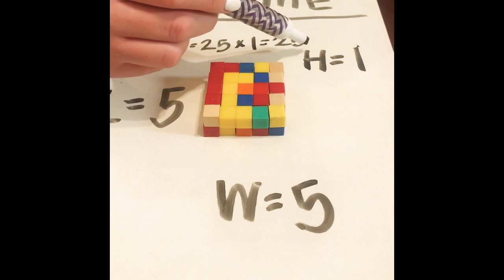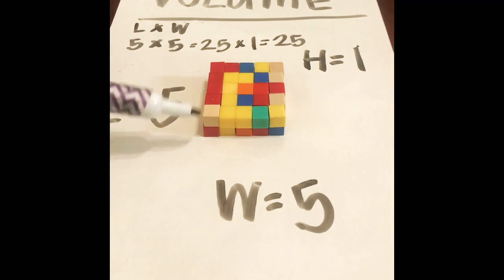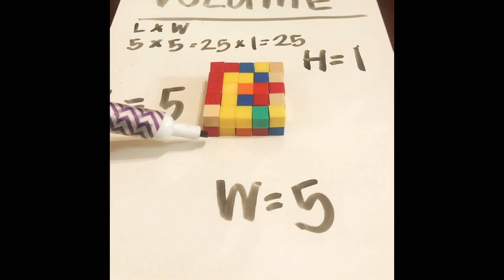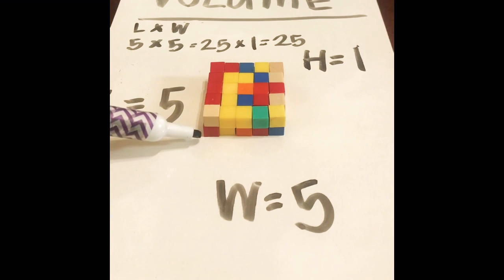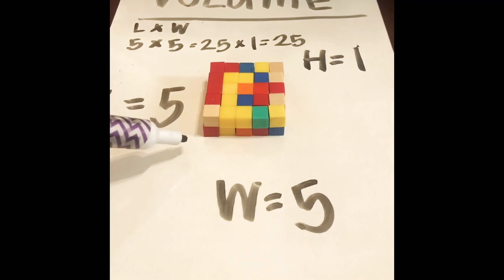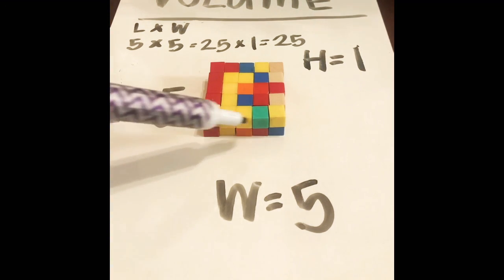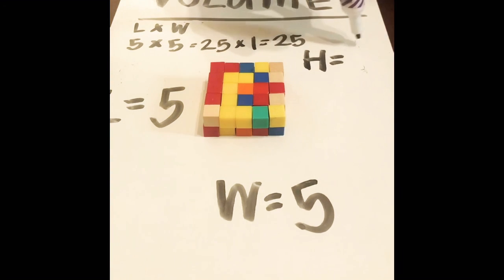Now let's see if my height is still 1. I can do that by looking at the side and going up and asking myself, how many layers of cubic centimeters do I have now? Well, here's the first layer, and it goes all the way around. And on top of that, we've got a second layer. So the height is 2.